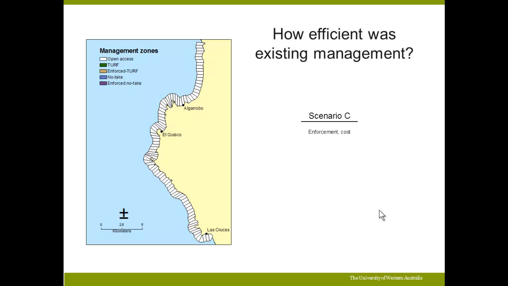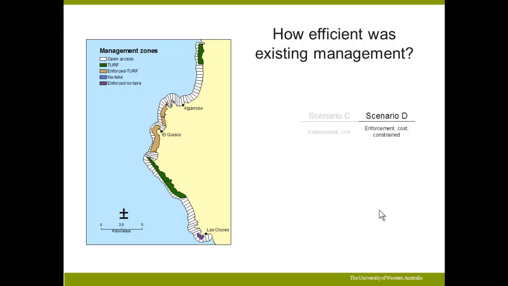So our final question was, how efficient was existing management? So we compared scenario C, where the model's free to allocate each of our 96 cells to whichever of the 5 management zones that it wants, with scenario D. In scenario D, same as scenario C, they both have the benefits of enforcement, they both pay for enforcement, but scenario D is constrained by the existing management.